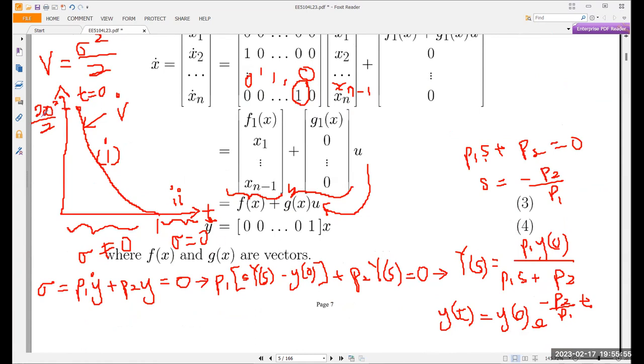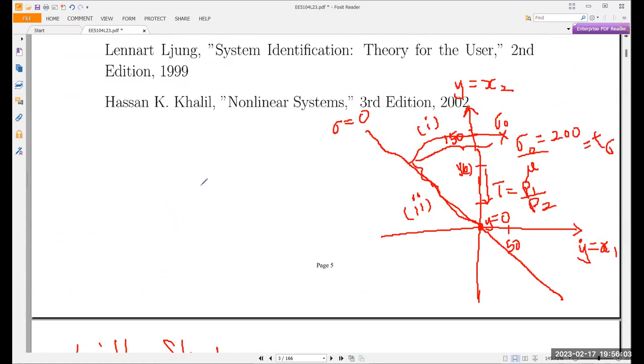So part one, sigma is not equal to zero, V is not equal to zero. Part two, sigma is equal to zero. Or you can look at this curve here. This is part one, sigma is not equal to zero. Part two, sigma is equal to zero. So I need to find when part one ends and part two begins, which means I need to find when sigma is first equal to zero.